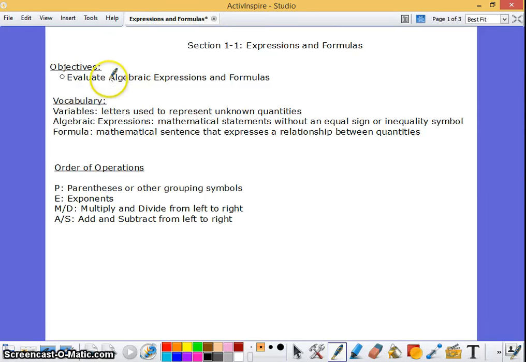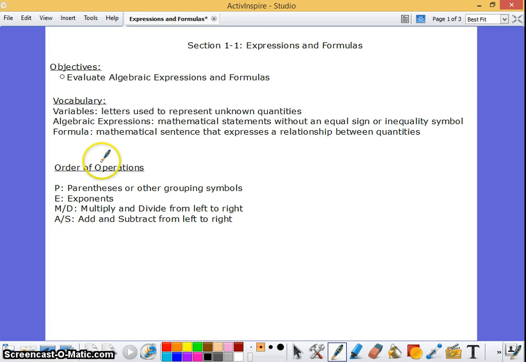Alright kids, in today's lesson we are going to evaluate algebraic expressions and formulas. A few vocabulary words. Variables are letters used to represent unknown quantities. Algebraic expressions are mathematical statements without an equal sign or an inequality symbol. And formulas are mathematical sentences that express a relationship between quantities.